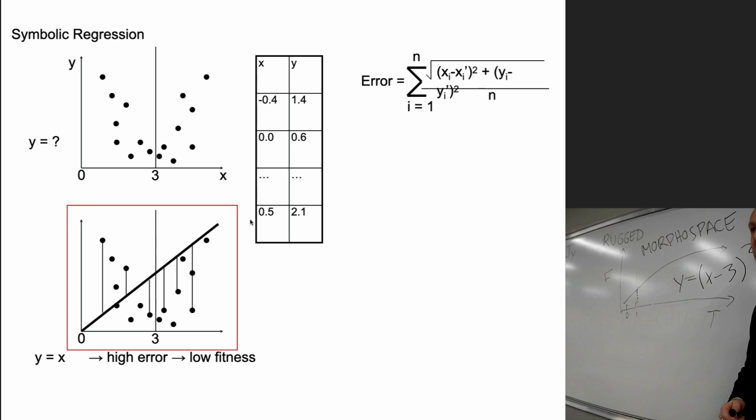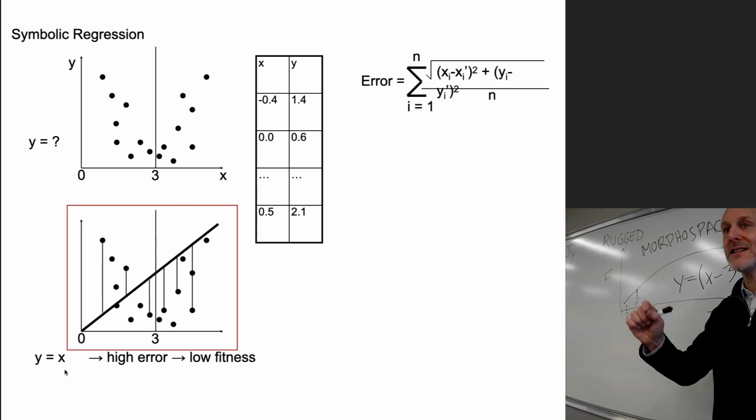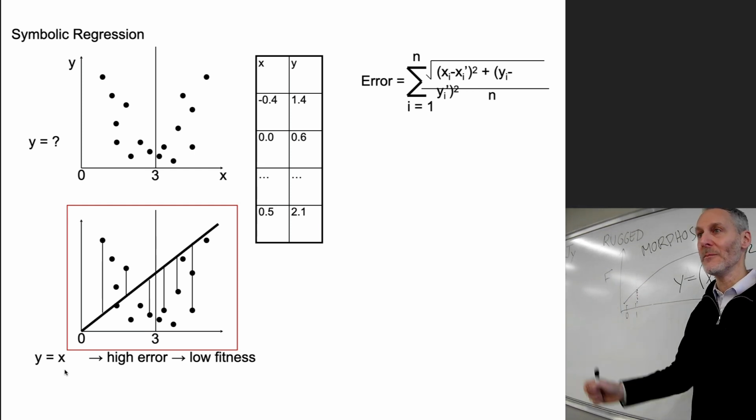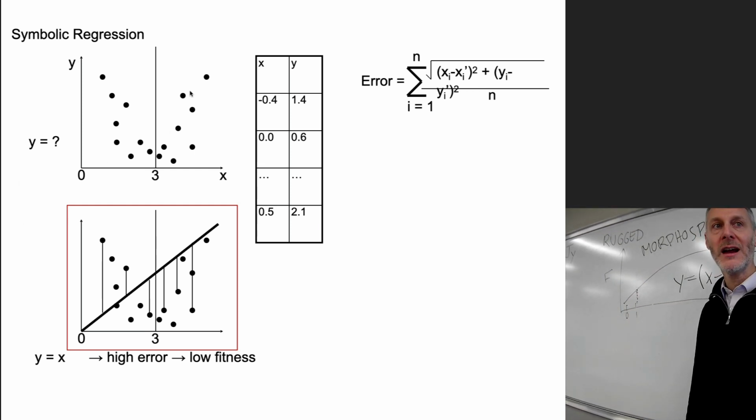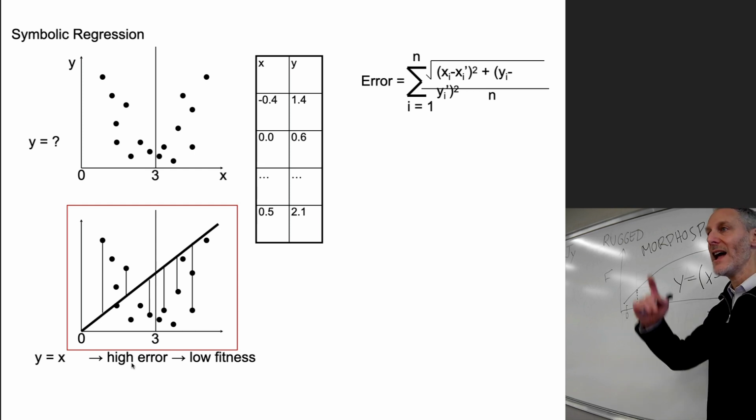That's the thick black line here. Obviously, not a very good guess. How do I know? I draw the line and then I compute the error here. So all the vertical thin black lines, if I sum up the heights of all these thin black lines, that's the total error of this particular candidate solution to the problem. The problem is I want to find something that describes these points. Here's a candidate solution, y equals x. It's a bad candidate solution because it obtains high error.